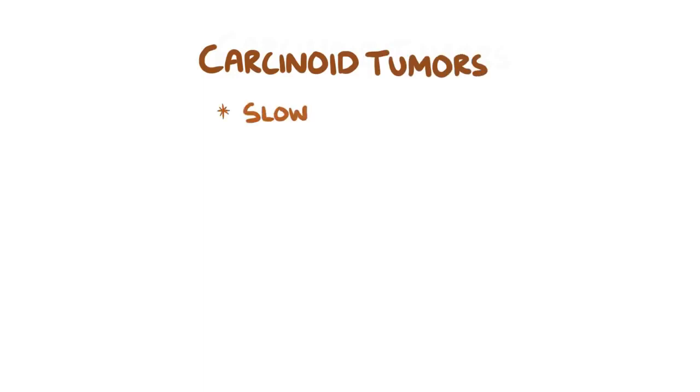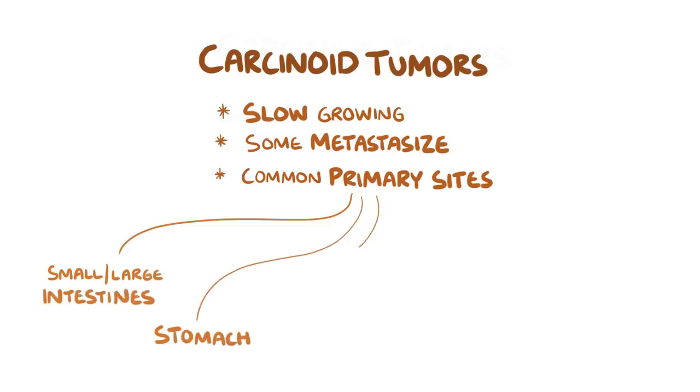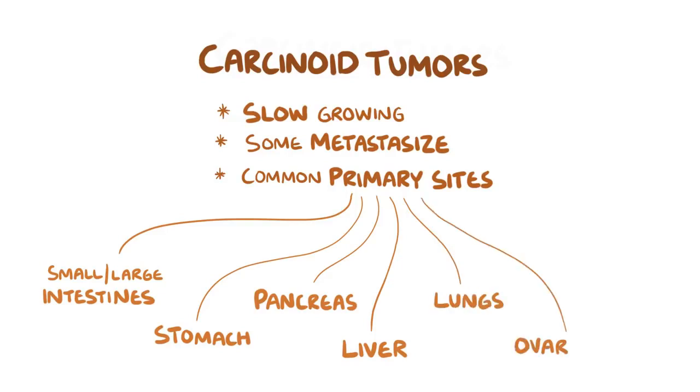Carcinoid tumours tend to be slow-growing, although some can metastasize, often depending on the location. The most common primary sites for carcinoid tumours are someplace along the small or large intestines, as well as the stomach, pancreas, and liver. Also the lungs and the ovaries in females, and the thymus. Whereas the most common site for a neuroendocrine tumour to metastasize to is the liver.